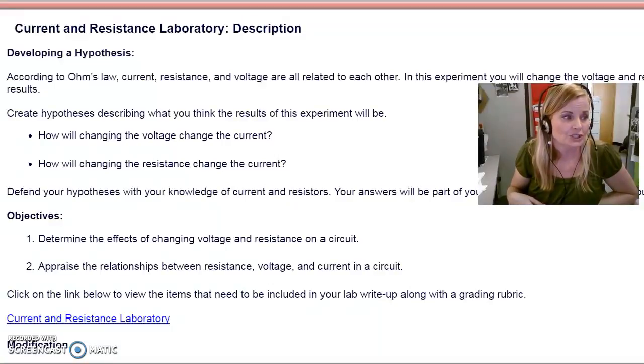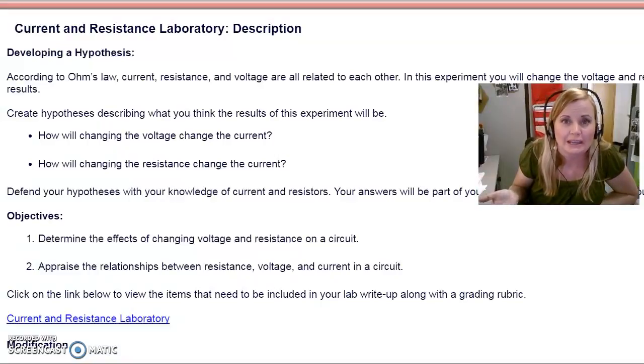You're going to answer the questions: How will changing the voltage change the current? How will changing the resistance change the current? And yes, Ohm's law is a very good indicator of what might happen. But then you also might want to explain conceptually why Ohm's law is something that makes sense.